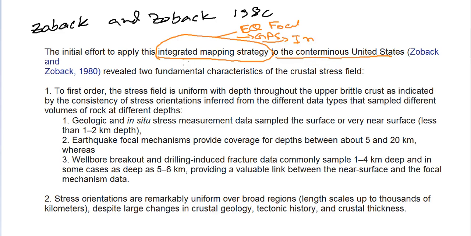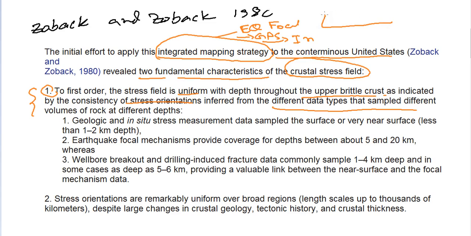the stress reveals two fundamental characteristics of the crustal stress field. Number one, the first order: the stress field is uniform with depth throughout the upper brittle crust, as indicated by the consistency of stress orientation inferred from the different data types that sampled different volumes. What does this mean? This just means that the stress measured with depth is uniform throughout the upper brittle crust.